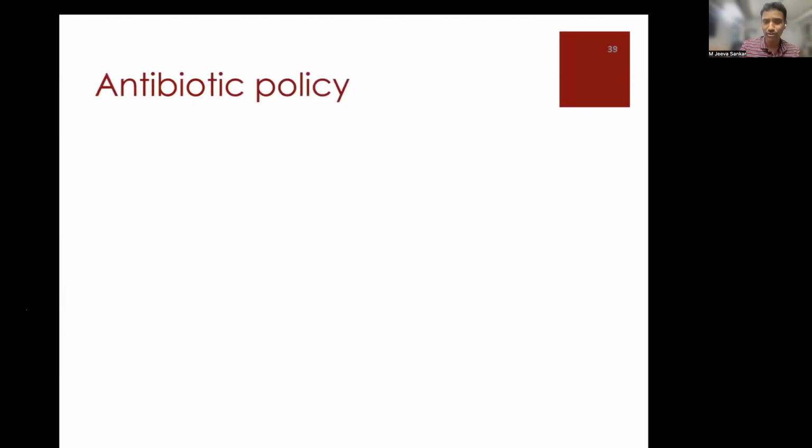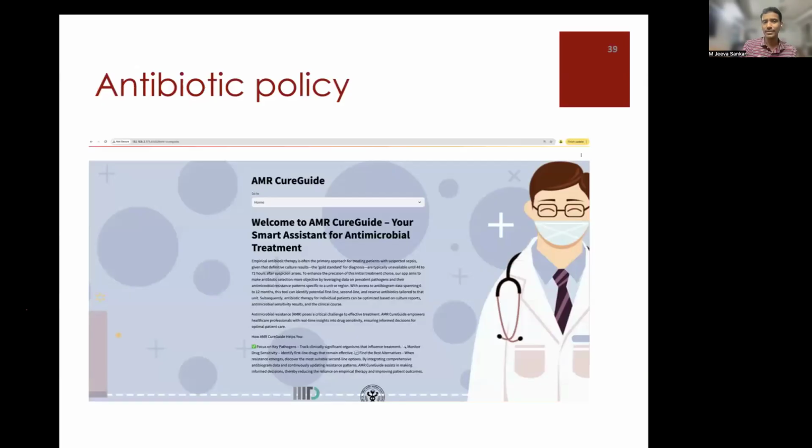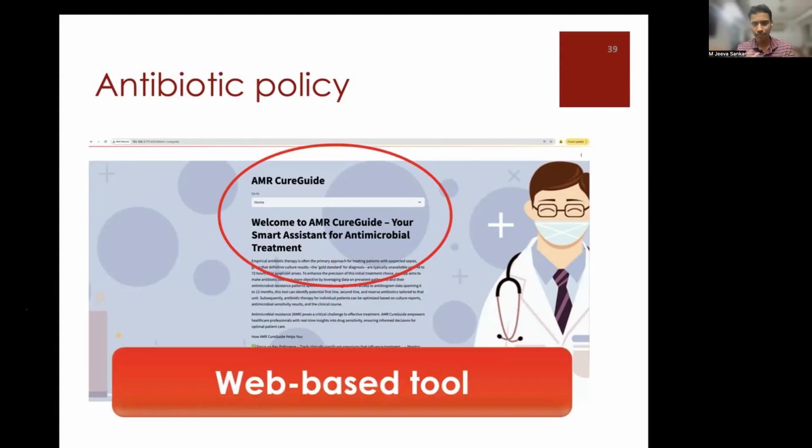So what we thought was, if we can make an automated technique, we try to develop an AMR cure guide, a smart assistant for deciding the antibiotic policy of a unit. This is work in progress. We have developed this over a few weeks, and we have tried to test it. If it works well for some units, we plan to publish it and make it open access so that anybody can use it. This is developed with the help of IIIT Delhi and the AIIMS team at Delhi.